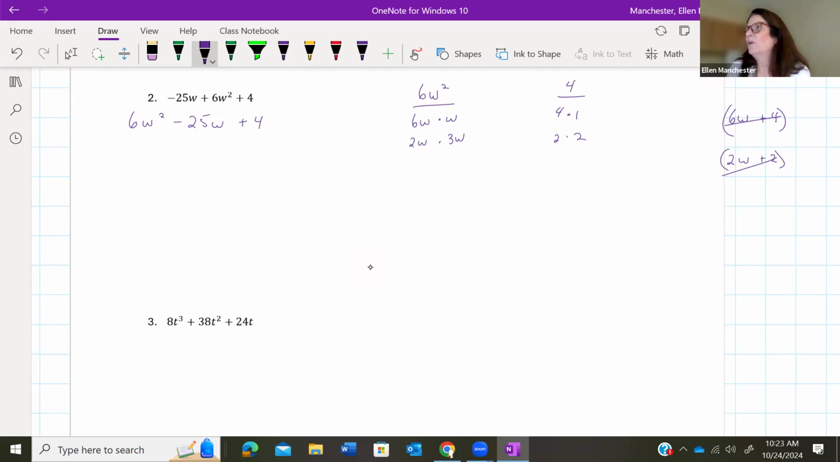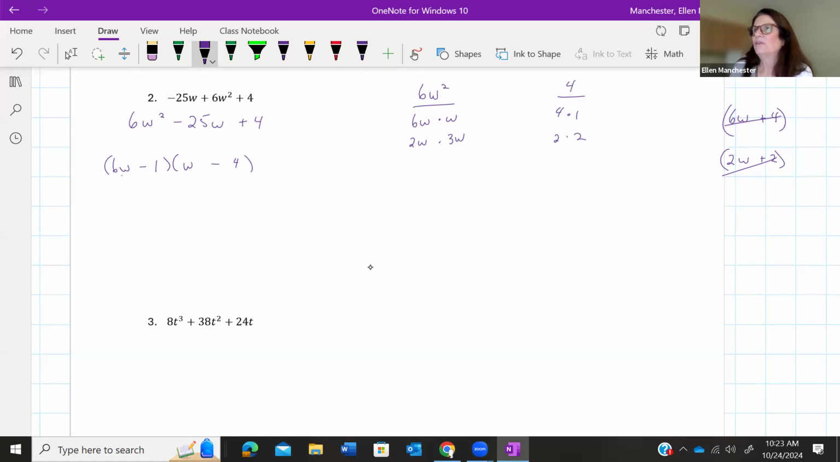Okay? So now I'm going to have my 6w and my 1 together and my w and my 4 together. So we're going to try it. So 6w and w, and 1 and 4. Now watch. I want it to equal a negative 25. So the only way to get a negative 25 is I need to have negative and negative. The only way to get a positive 4 is negative 1 times a negative 4. So I'm good there.